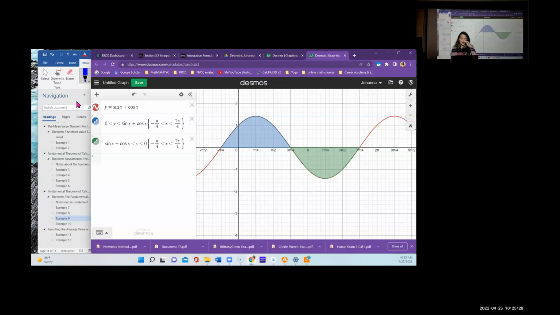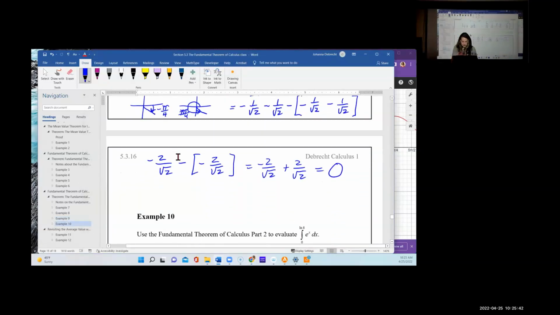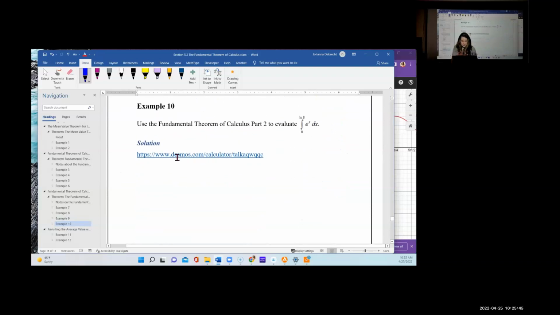What questions do you have about that particular problem? None? Okay, I see some puzzling looks. Let's go on and look at a different one, this one involving e to the x. And you'll see that we have a link to take us to the graph as well so that we can interpret the result. When we're doing this one, we have a definite integral from 0 to the natural log of 8 of e to the x dx.